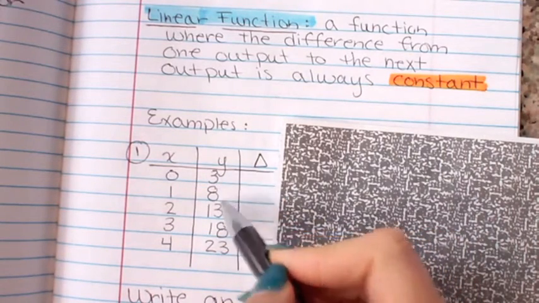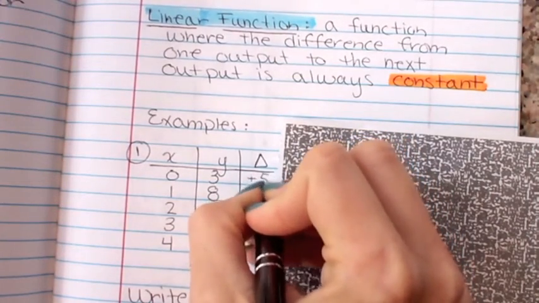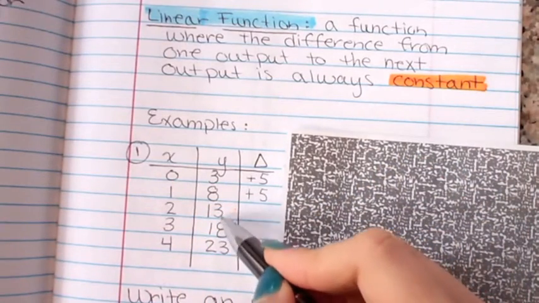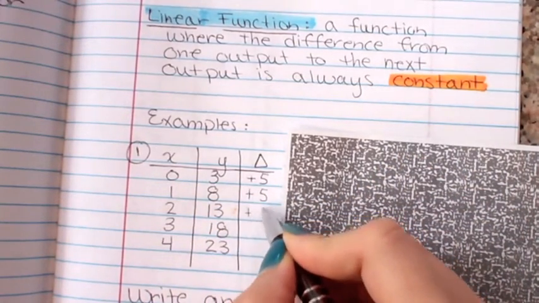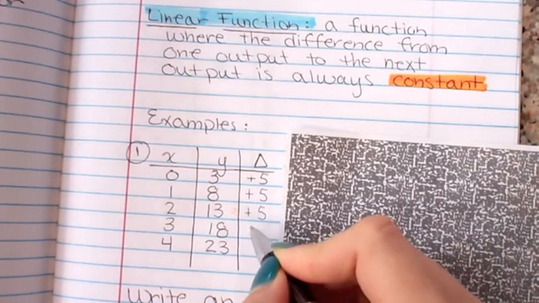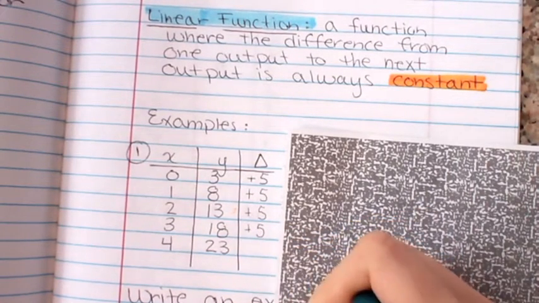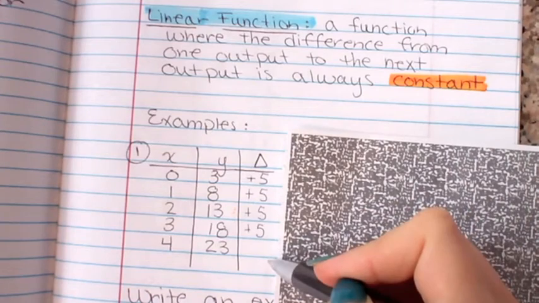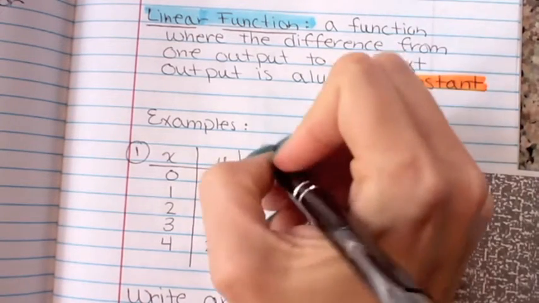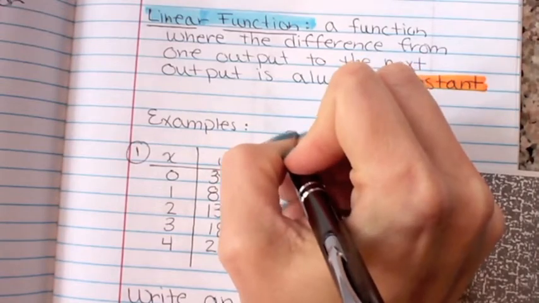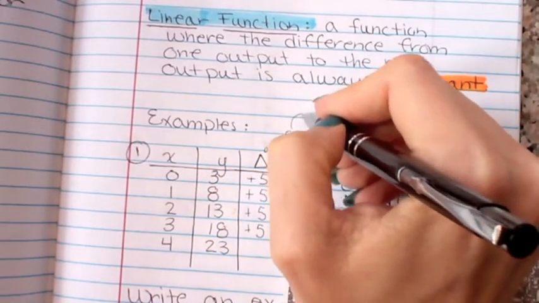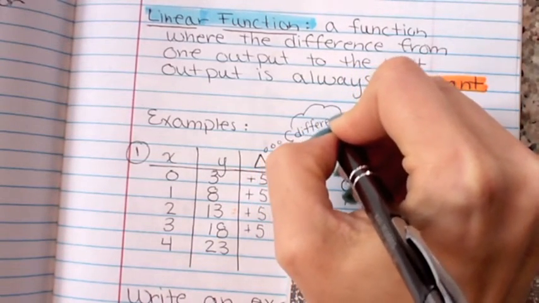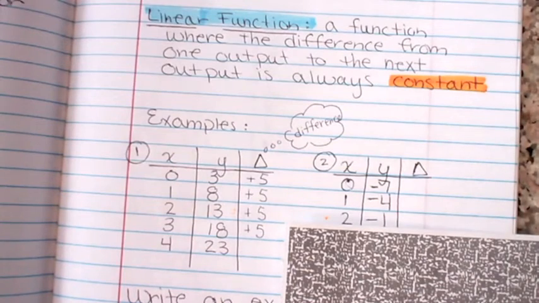To get from 3 to 8, we're adding 5, and 8 to 13, we added 5, and 13 to 18, again we added 5, and 18 to 23, we added 5. So this table is a linear function because our difference column is always constant. And just as a reminder, this delta symbol, let's give ourselves a little thought bubble here. That little delta symbol means difference.